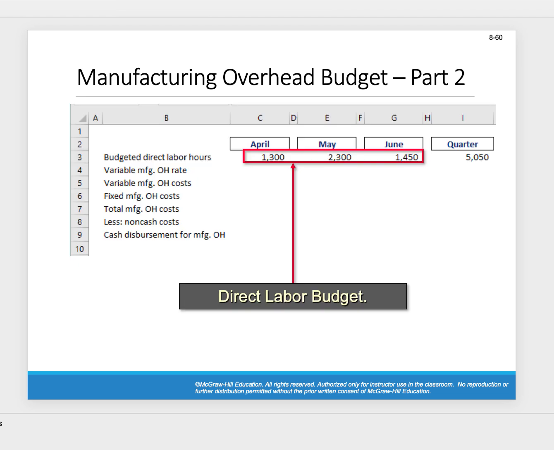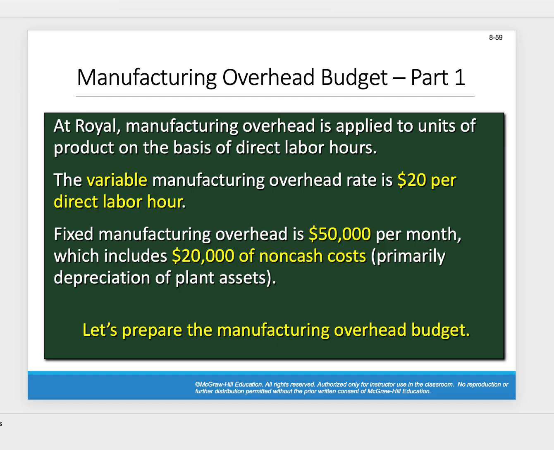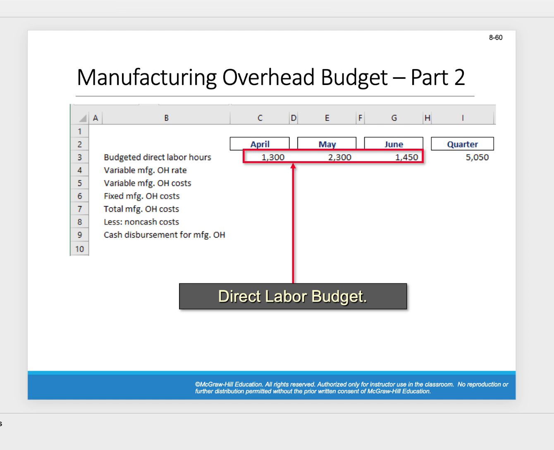So, in order to do the manufacturing overhead budget, it is based on direct labor hours. So we need to do the direct labor budget in order to do the manufacturing overhead budget. Okay? Now, we have this formula that we need to know.